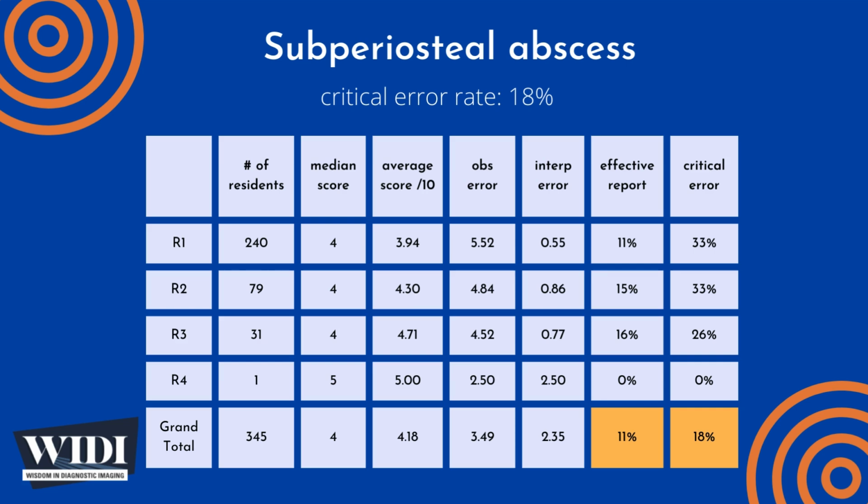We define a report having a critical error to be one with scores between 0 and 2. In terms of letter grades, this would be an F or a D. In this most missed case, 18% of residents produced reports with critical errors.